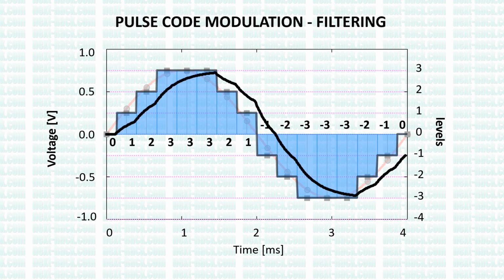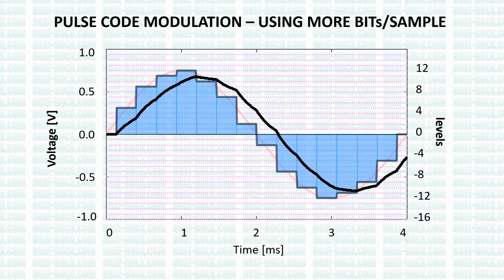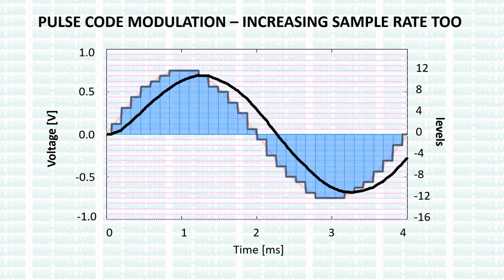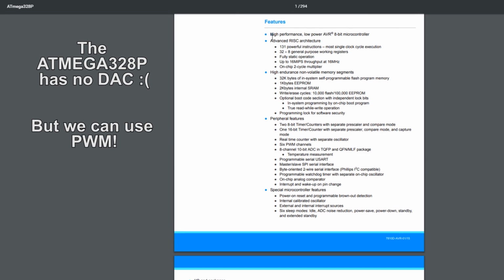A low-pass filter is inserted to eliminate such abrupt steps between samples. By increasing the number of bits and the sample rate, the approximation will be improved. Therefore, we will achieve a better audio quality. Okay, now we know something about PCM. Can we start producing our audio using the Arduino Uno? Not yet. The Arduino Uno has no digital to analog converters.